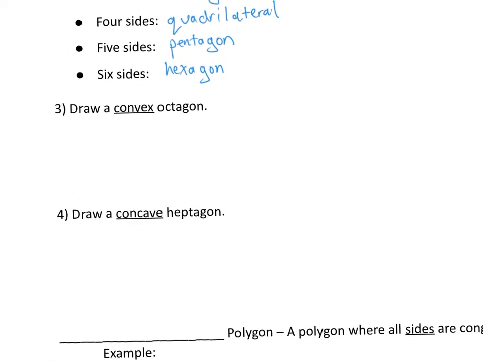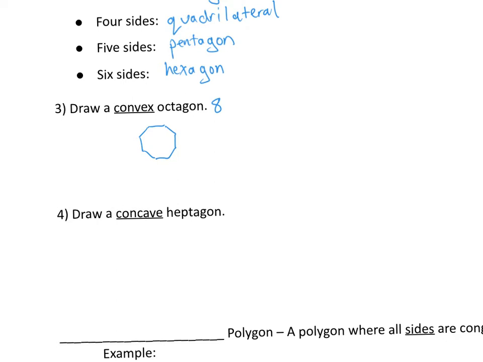Okay. A convex octagon. Let's see. Remember, an octagon has 8 sides, and convex means all the sides are pointing out. There's no caves. There's no divots. So 1, 2, 3, 4, 5, 6, 7, 8. That is a convex octagon.